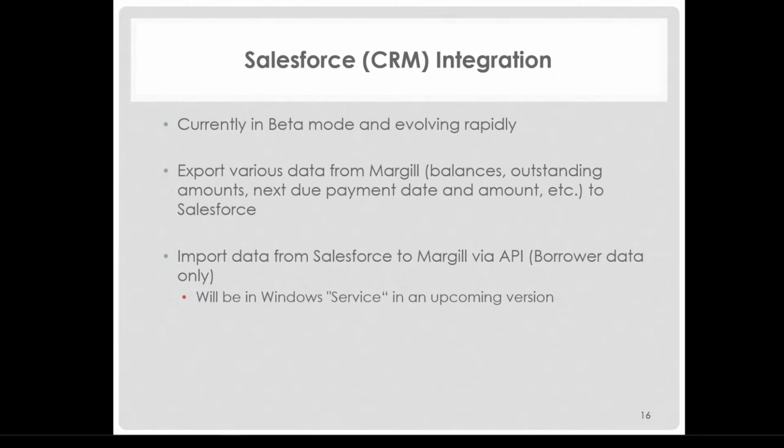So for example, if you want the person's address changes, you make the change in Salesforce, and it would be brought into Margill. You could say, I want to bring this in. Right now, you have to bring it in manually, but in the upcoming version, it's going to be with a Windows service, where you'll say, I want to run this every 5 minutes. So it would pick up either new borrowers or borrower updates. And this is with Salesforce. And we'll cover a bit later on another type of import, an automatic import via a Windows service.